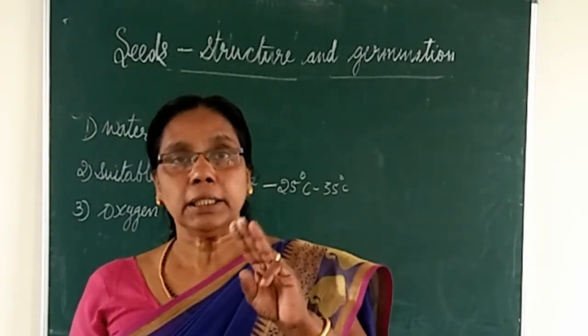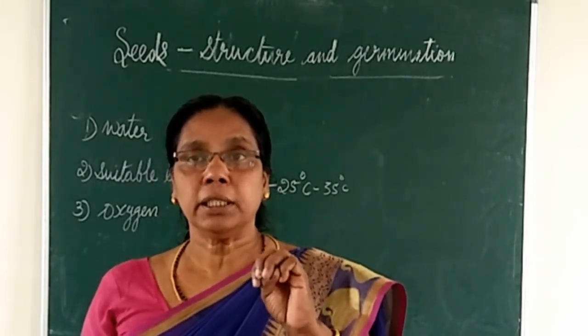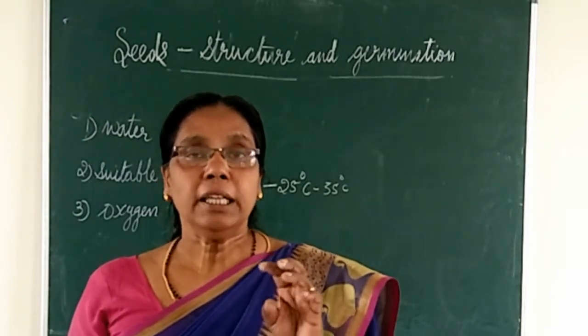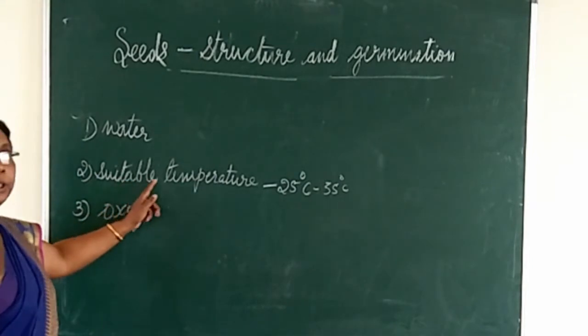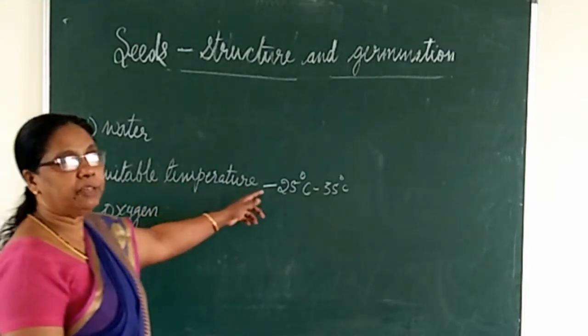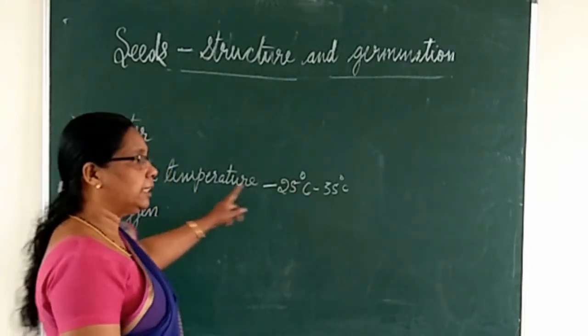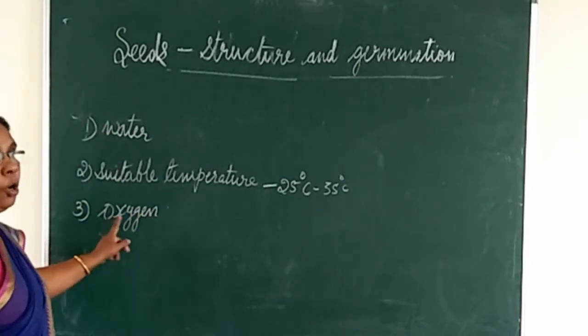So these are the three main conditions necessary for germination of a seed. The first one is water, the second one is suitable temperature, that is between 25 degrees to 35 degrees Celsius, and the last one is oxygen.